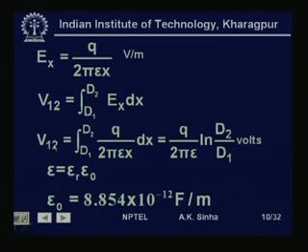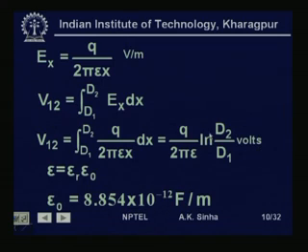So, V12 is equal to the integral from d1 to d2 of q by twice pi epsilon x dx. This is equal to q by twice pi epsilon ln d2 by d1 volts.